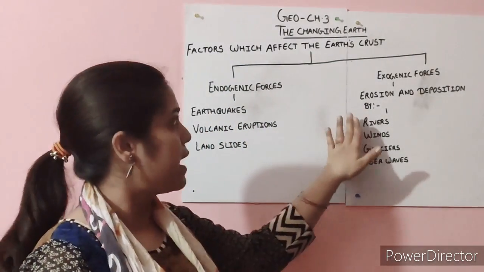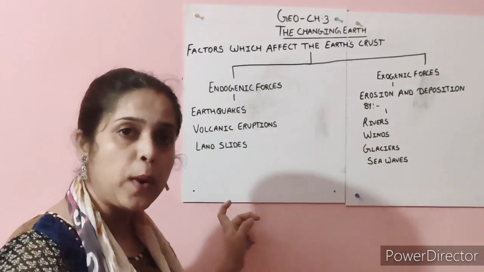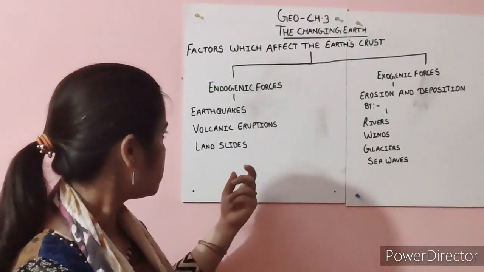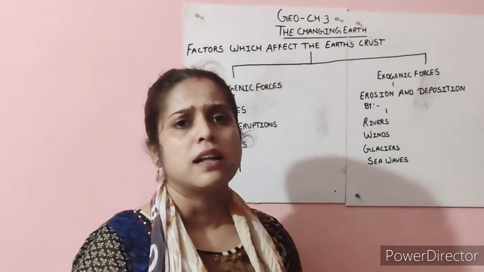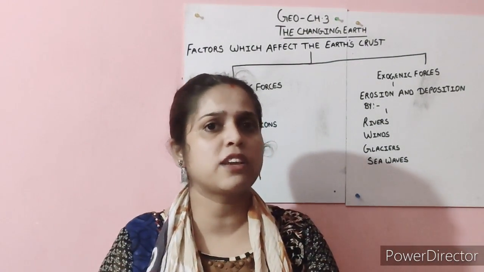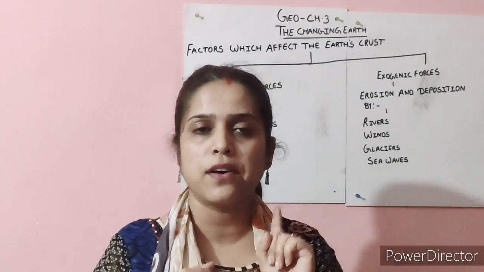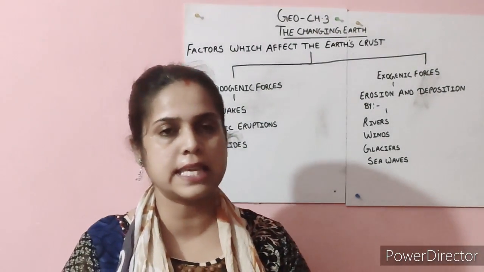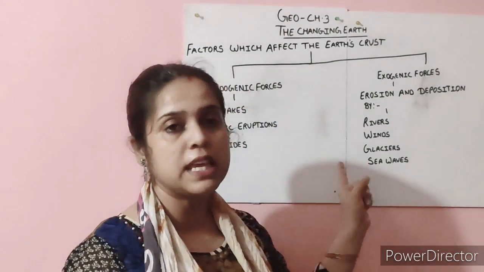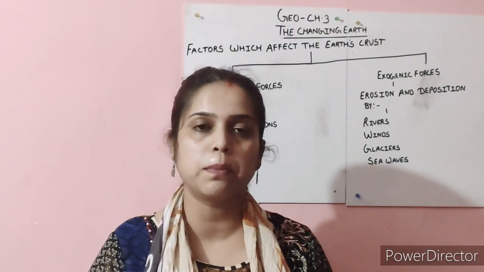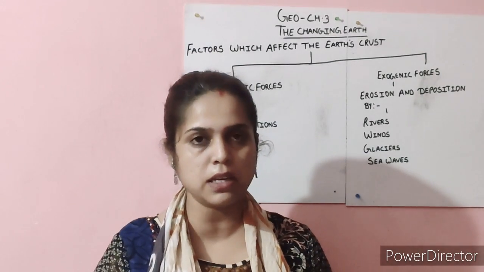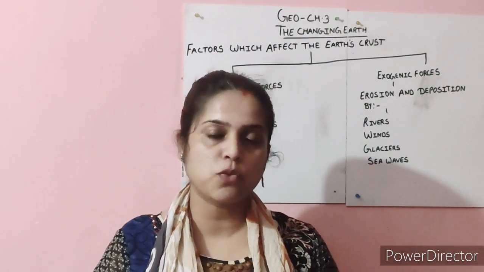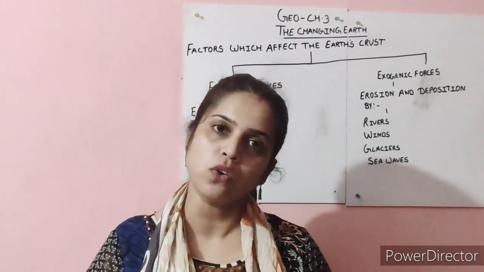Endogenic inside, exogenic on the surface. Due to endogenic forces, earthquakes, volcanic eruptions and landslides occur. Due to exogenic forces, erosion and deposition takes place due to work of river, work of wind, work of glaciers and work of sea waves. Now I will be giving you a short assignment that you will be writing in your copy, and in my next video we will be discussing about volcanoes.